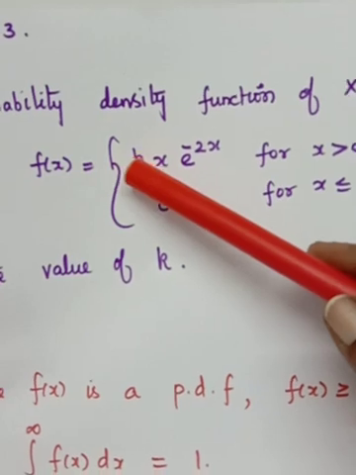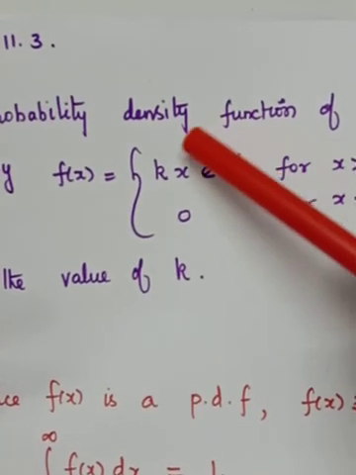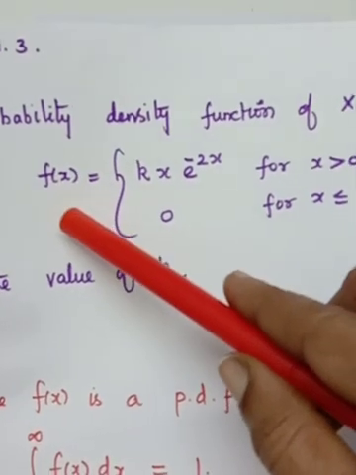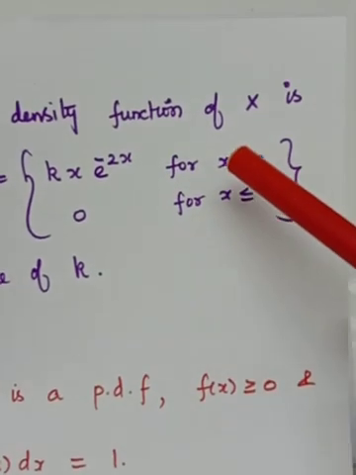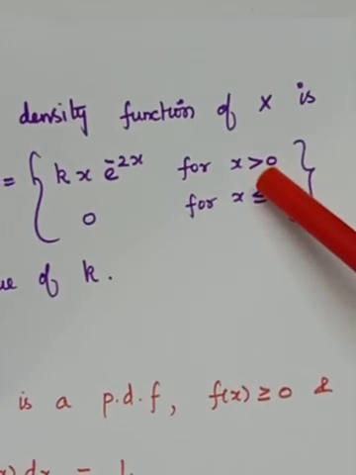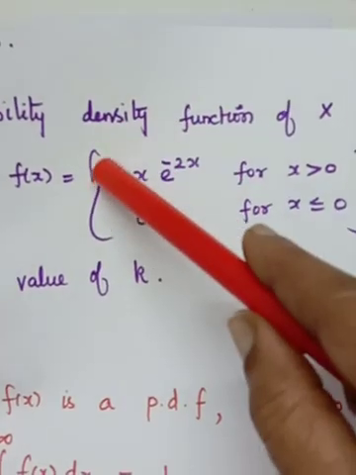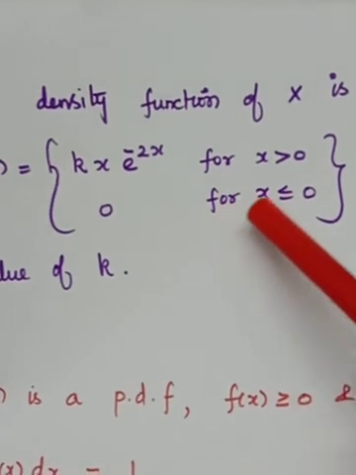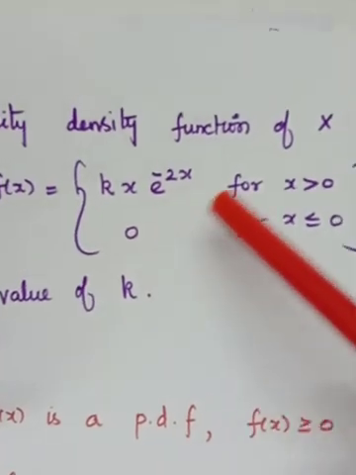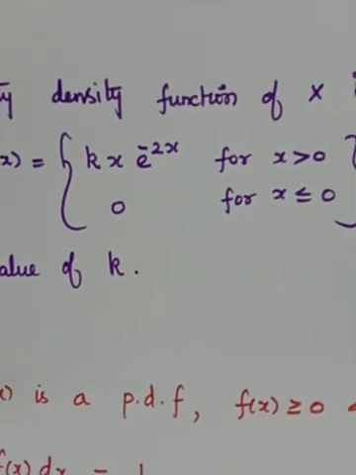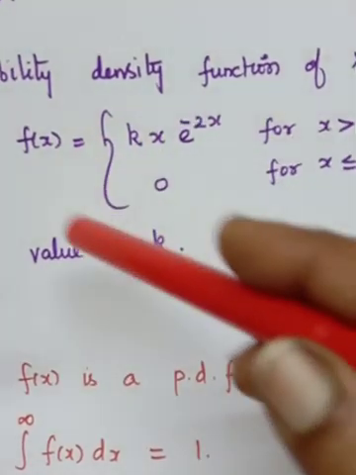F of x has two values. One is kx e power minus 2x, another one is 0. The first value applies when x is greater than 0, so when x is greater than 0, f of x equals this one. For x less than or equal to 0, f of x is equal to 0. So x greater than 0 means it is from 0 to infinity, so infinitely many values.